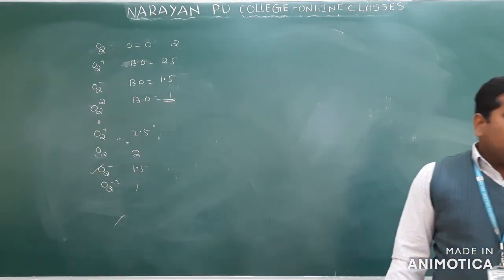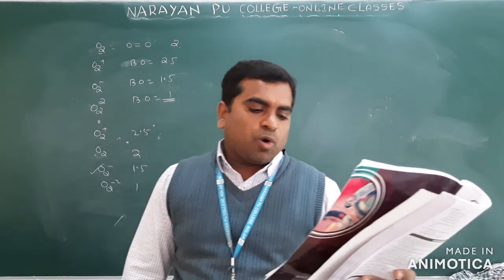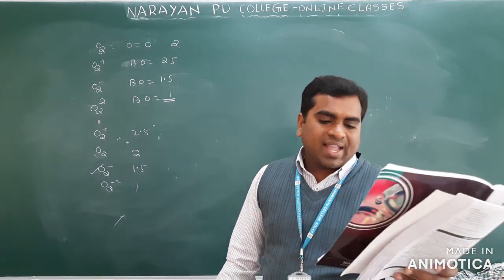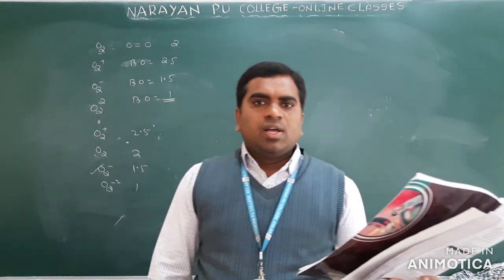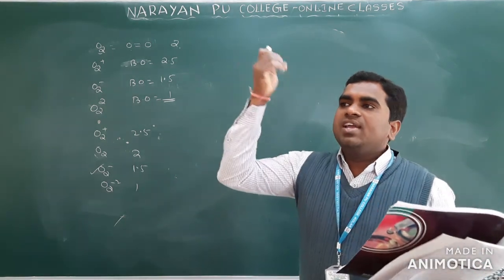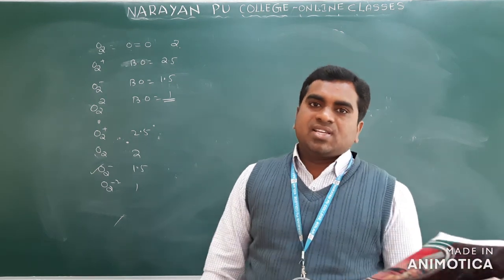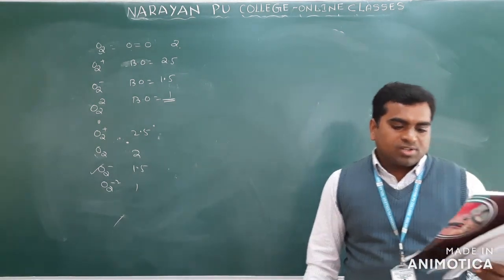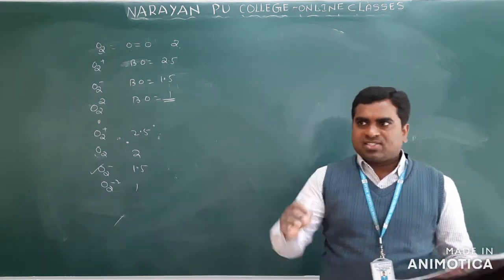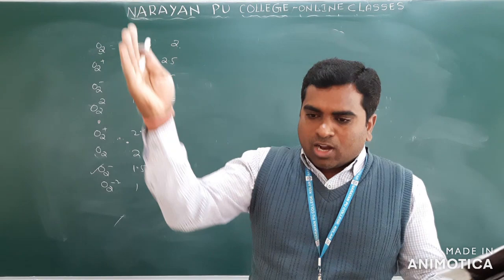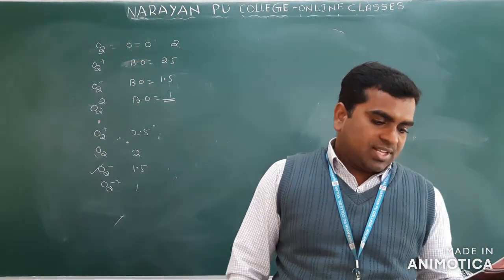Clear? Amongst isoelectronic species, the smaller the positive charge on the cation, the smaller the ionic radii. No, this is wrong. If the charge increases, automatically what will happen? Atomic size decreases. Clear? So that is the wrong statement. You have studied already in the periodic table: as the positive charge increases, atomic size decreases. Negative charge increases, atomic size increases. Clear? That is it. Last question.